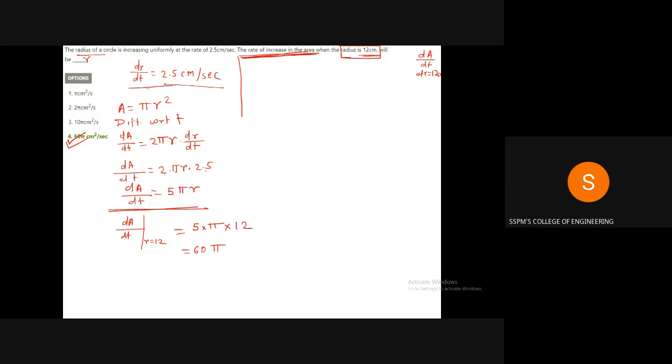So we have used a similar method as in the previous example. dr by dt was first given here. Again we knew the formula for area, that is pi r square. We differentiated it with respect to t. Then we put those values and we got the answer. Okay.